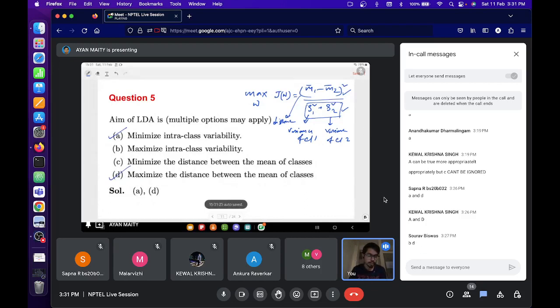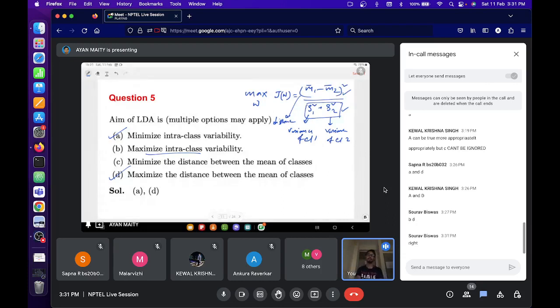Saurabh Biswas has written B and D. B cannot be right. Maximizing inter-class variability is not the objective. We want all the points in a given class to be very close to each other. So intra-class variance should be smaller and the distance between the means should be higher. This is our objective in LDA. So B should not be right, A should be right: minimizing the intra-class variability and maximizing the distance between the means of the classes. Any other doubts in LDA?